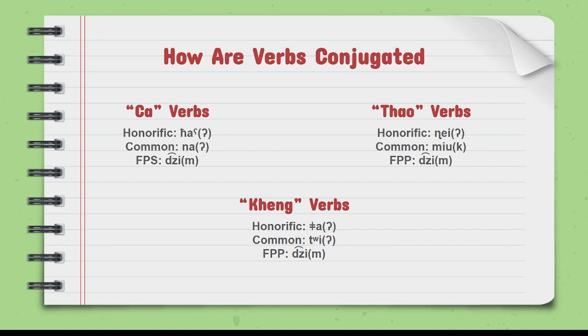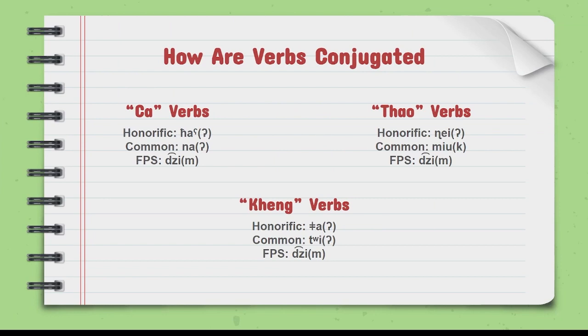So ta verbs, when paired with an honorific, the ta is replaced with ha. For non-honorific pronouns, the ta is replaced with na. And for the first person singular, the ta is replaced with zi, which is related to the first person pronoun itself. Heng verbs, when they're paired with honorific, it's ha instead of heng. For common, it's tui instead of heng. And it's the same for the first person.